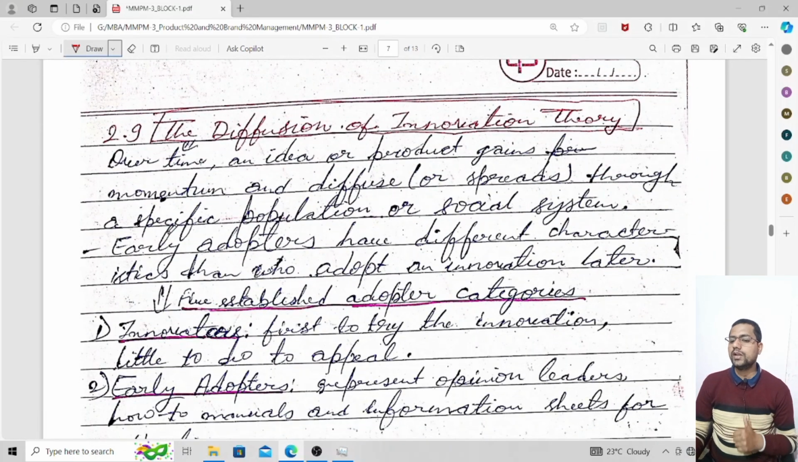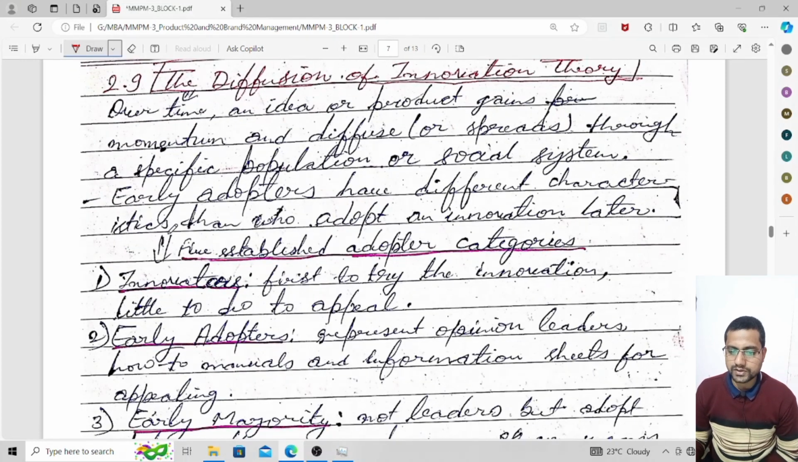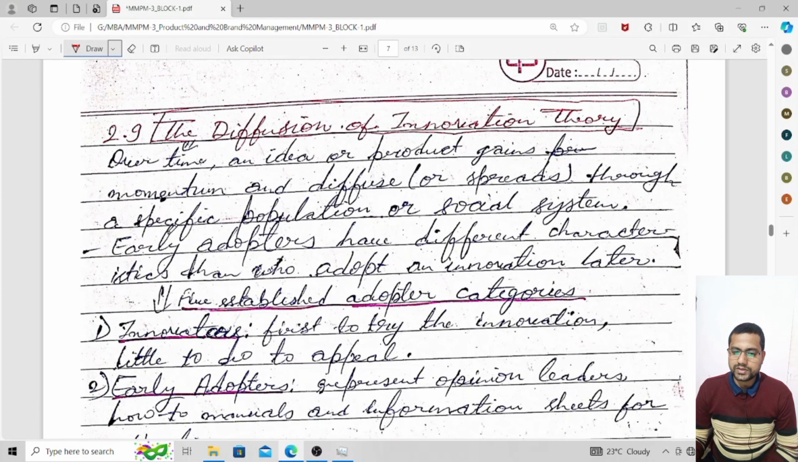Diffusion of innovation theory. What is this diffusion of innovation theory? Over time, an idea or product gains momentum and diffuses through a specific population or social system. Here again, over time, an idea or product gains momentum.